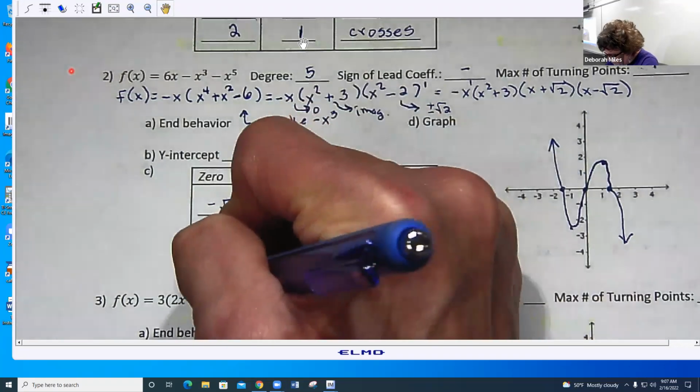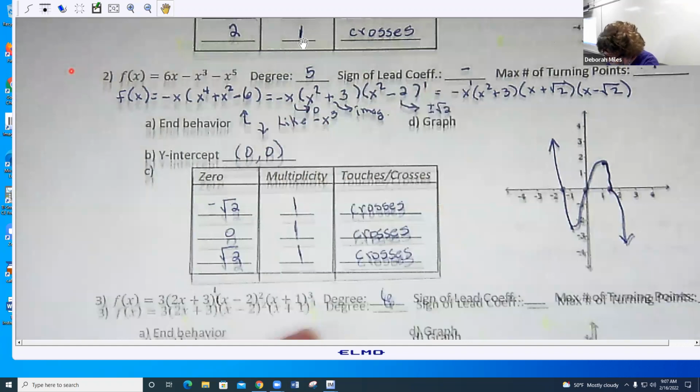That's from adding that 1, that 2, and that 3.